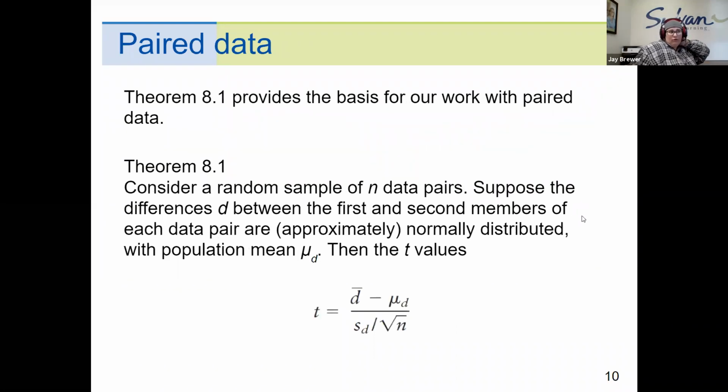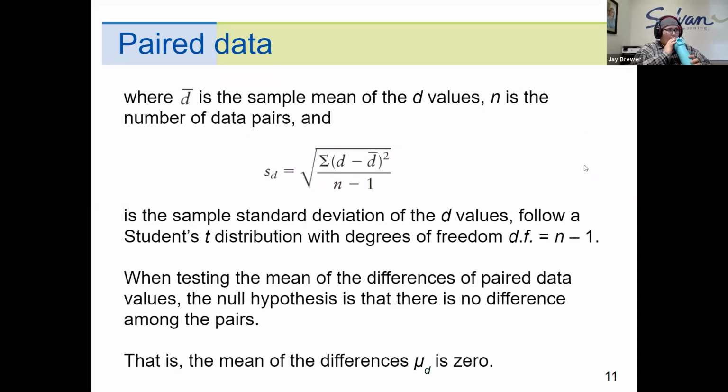So Theorem 8.1 provides the basis for our work with paired data. Theorem 8.1 says consider a random sample of n data pairs. Suppose the differences D between the first and second members of each data pair are approximately normally distributed with population mean mu sub D, then the t values are given as follows, where D bar is the sample mean of the D values and n is the number of pairs, and S sub D is given as follows.